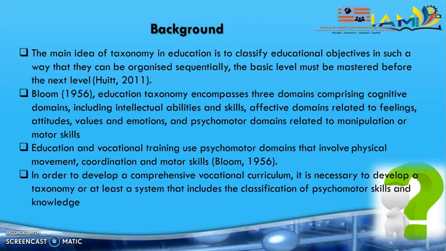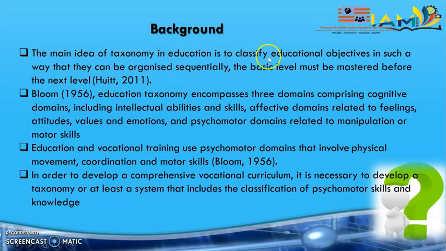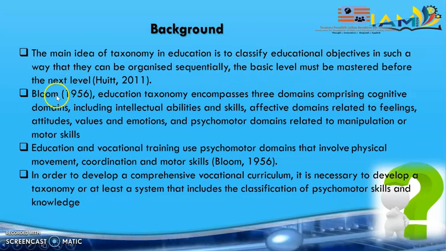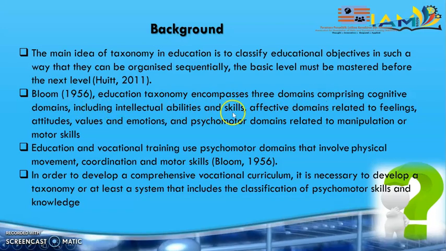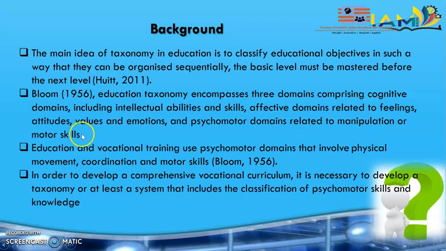So we start with the educational taxonomy. The main idea of taxonomy in education is to classify educational objectives in such a way that they can be organized sequentially. The basic level must be mastered before the next level. According to Bloom, 1956, education taxonomy encompasses three domains: cognitive domains, including intellectual abilities and skills; affective domains, related to feelings, attitudes, values, and emotion; and psychomotor domains, related to manipulation or motor skills.